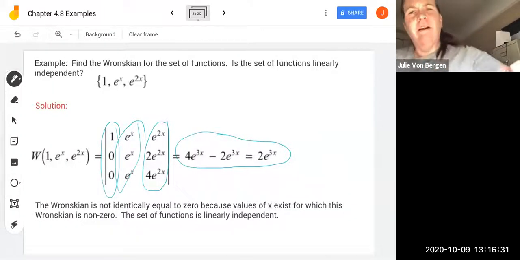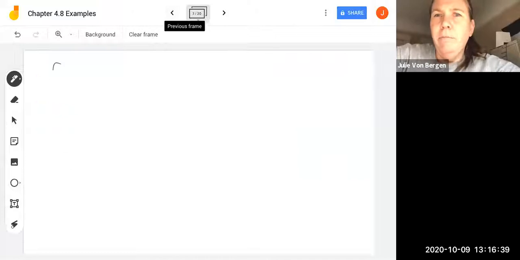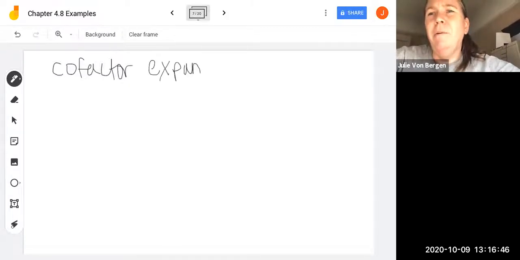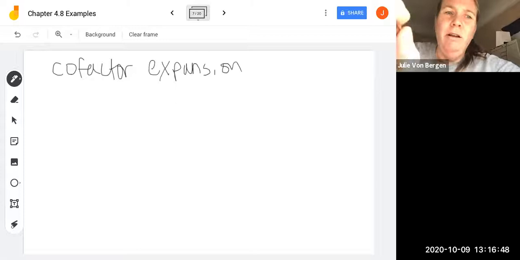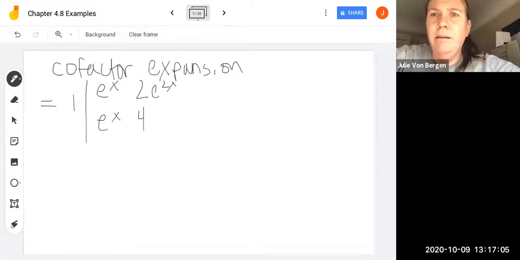All right, let's go ahead and verify the cofactor expansion, because it'll be pretty straightforward for us. If we do that in this blank slide, we're going to be able to make use of the zeros here. In fact, the only cofactor expansion that's going to work out is 1 times the determinant of e to the x, 2e to the 2x, e to the x, and 4e to the 2x.